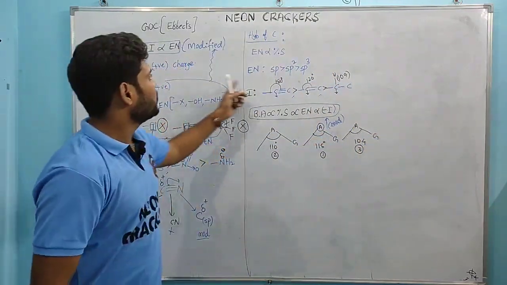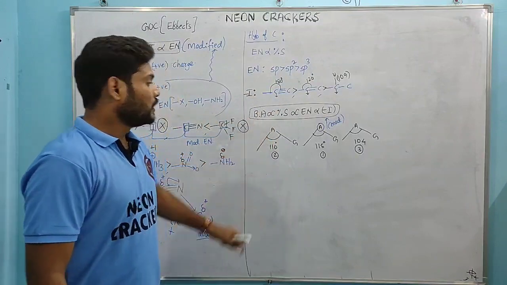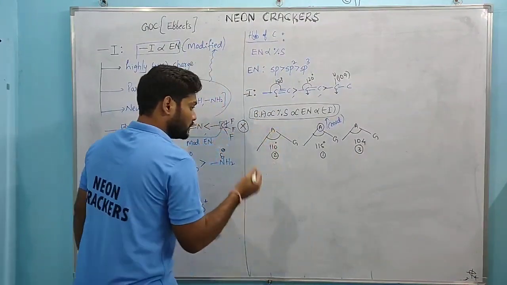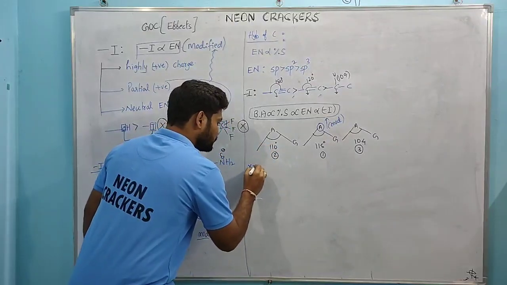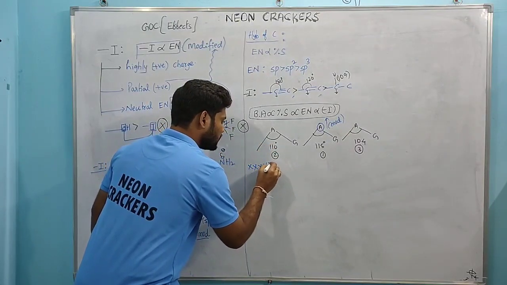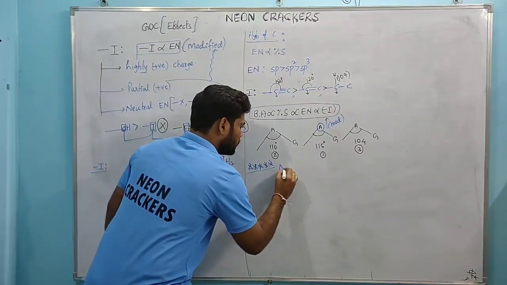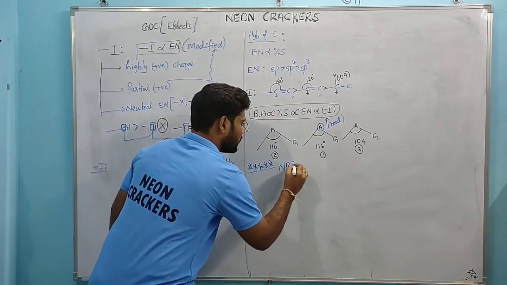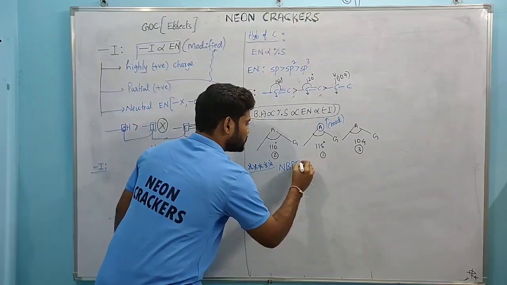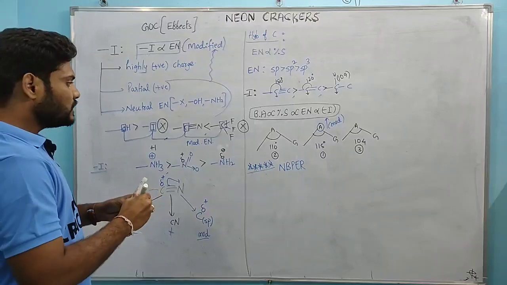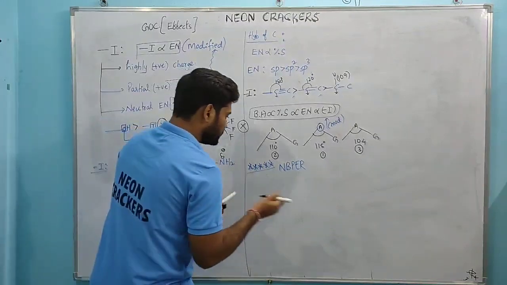So this is about hybridization and bond angle. One more concept is there in bond angle, and this is very important. If you understand this one, then it will be very easy. This is the NBPR, non-bonding pair electronic repulsion theory. So what is NBPR applicable for?